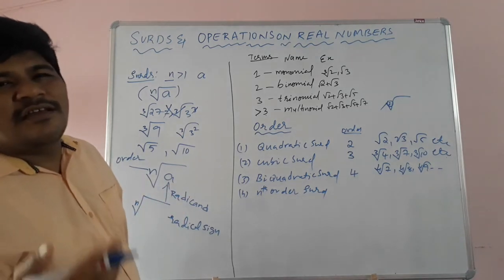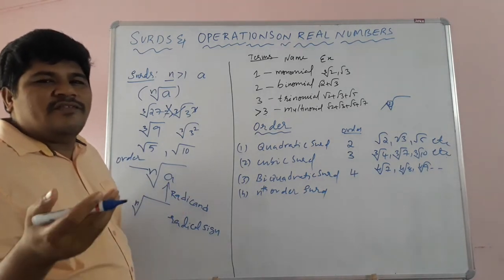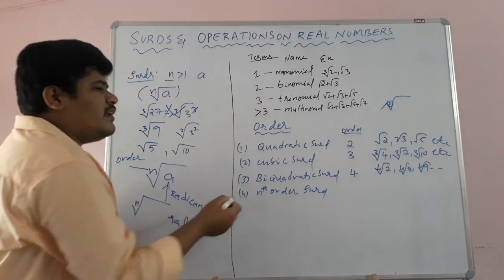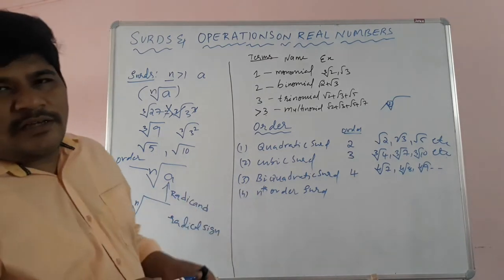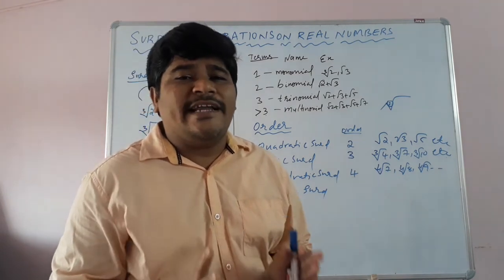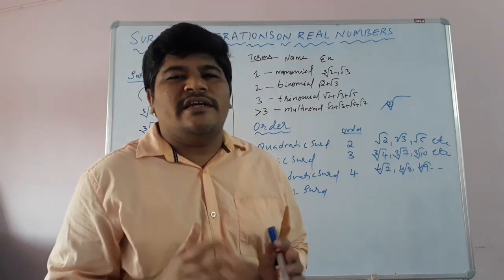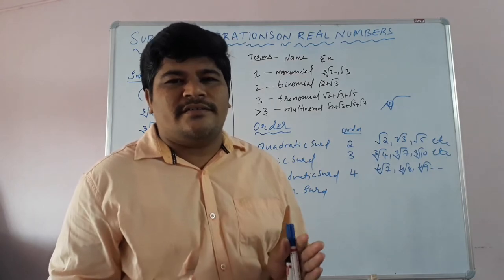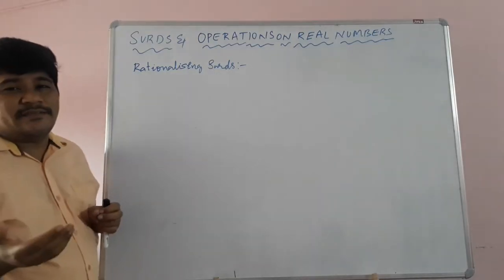If order is 6, 6th order surds. If order is 7, 7th order. If order is n, nth order surds. Okay, now students, here next concept is rationalizing. Okay, rationalizing the surds. Let's see about rationalizing surds.